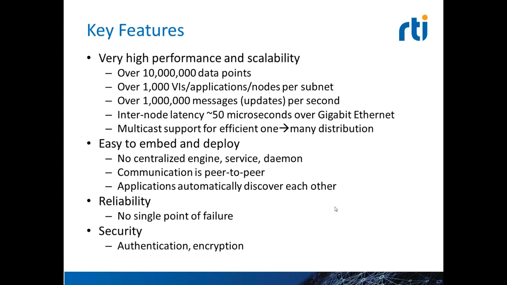It automatically discovers each other really nicely if you're within the same subnet. If you're going across subnets, there's a little bit of configuration that needs to be done, but it's actually pretty easy and simple. The fact that we don't have a centralized engine means that there's no single point of failure, but it's really peer-to-peer communication. So if one of your applications fails, then all the other ones can still communicate with each other.